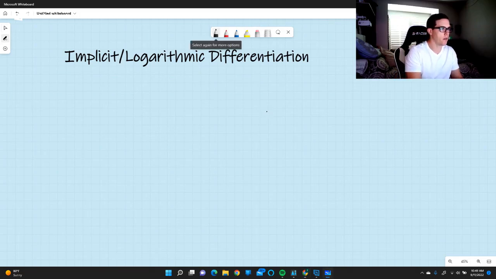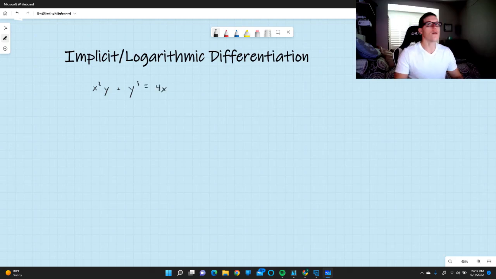So what is implicit differentiation? I have another video from last year that goes way more into detail, but we did a lot of implicit differentiation last year. So for example, problems will look like this: x squared y plus y cubed equals 4x, and you have to find dy dx. Find the derivative of y with respect to x. Now, the thing that's different here is that all of the y's and x's are mixed together.